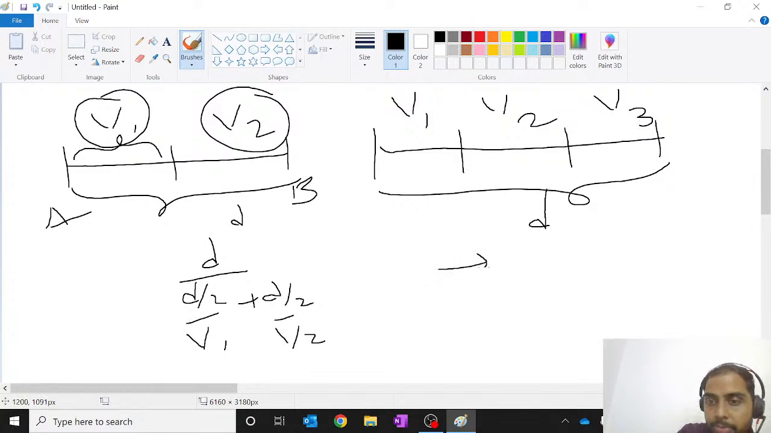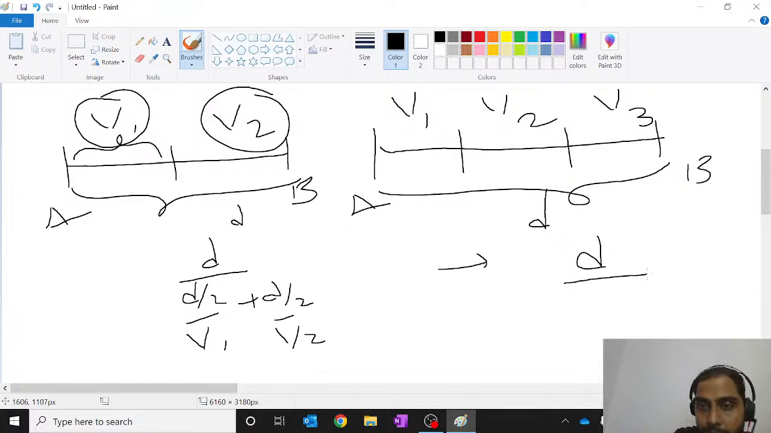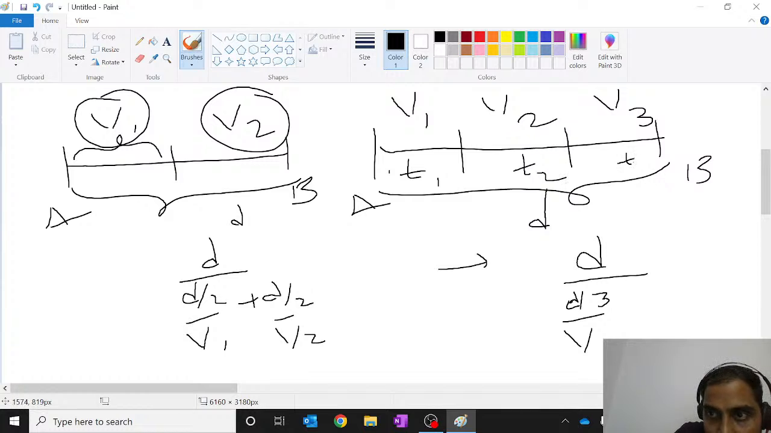My total displacement, that is from A to B, is nothing but D. Total time taken: let's assume T1, T2 and T3 are the times taken for the three parts. So my total time is T1 plus T2 plus T3. As simple as that.